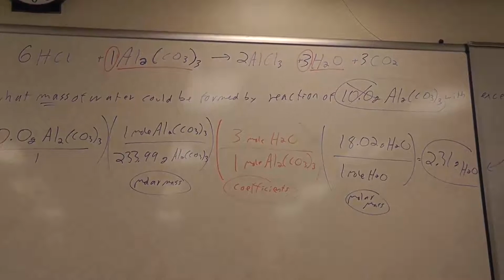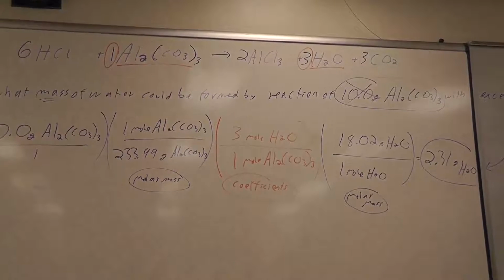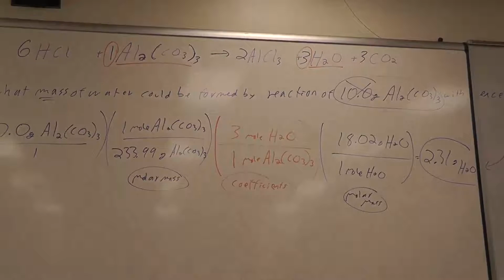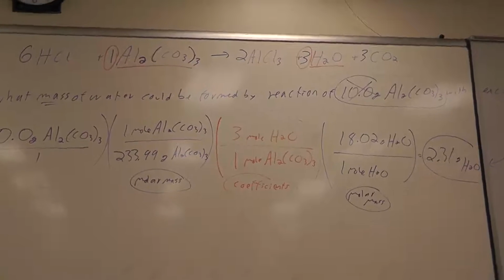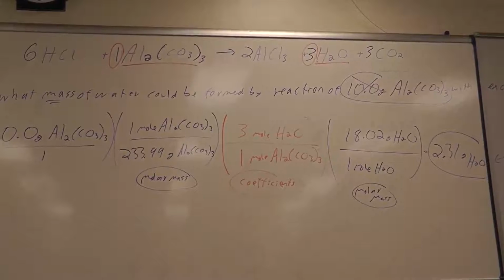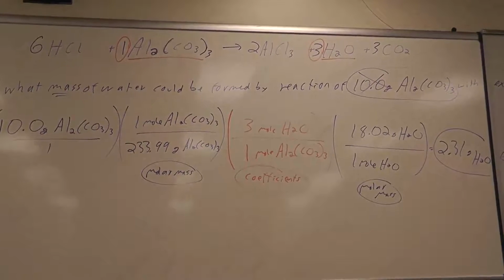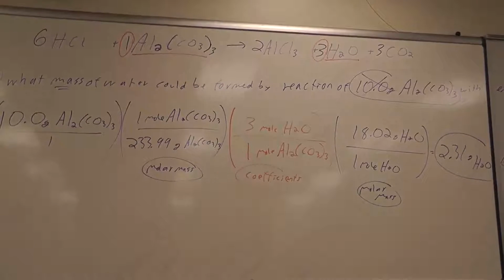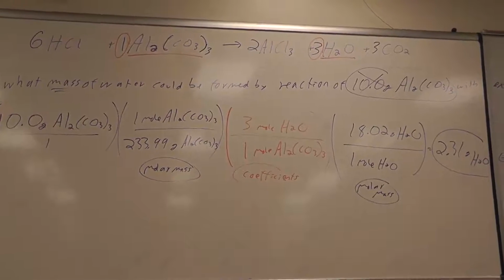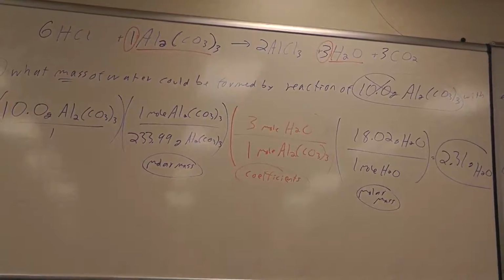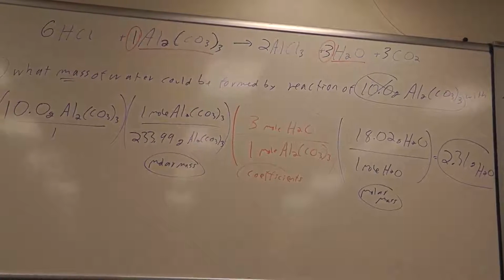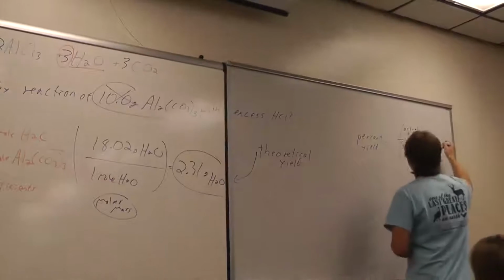There's this other thing called percent yield. And this is a measure of efficiency, really. And by definition, or by formula, I should say, it's the actual yield that you get by doing the reaction divided by the theoretical yield times 100.